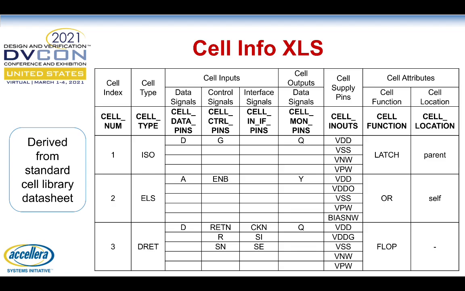The first one is a latch type isolation cell with active high enable and a non-inverted output. The second one is a source side up-down level shifter with active low enable. The third one is a retention cell, a retention flip-flop that is negative edge triggered, scan enabled with asynchronous active high reset and asynchronous active low set that dominates, with a non-inverted output. This XLS also contains the truth table of cells and is derived from the standard cell library datasheet.